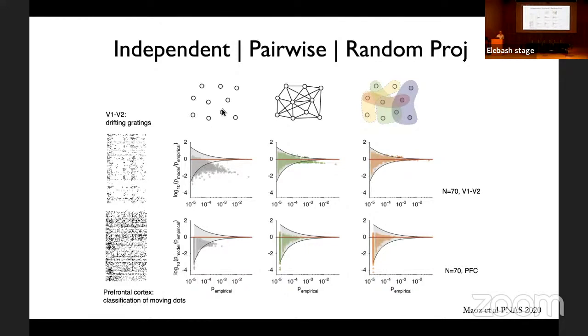So again, the independent model is just here for reference. The pairwise model is missing things. And this random projection model is as good as you can hope for. We're basically predicting the individual pattern with an accuracy which is better than comparing two pieces of data from the experiment. This is how good these models are.